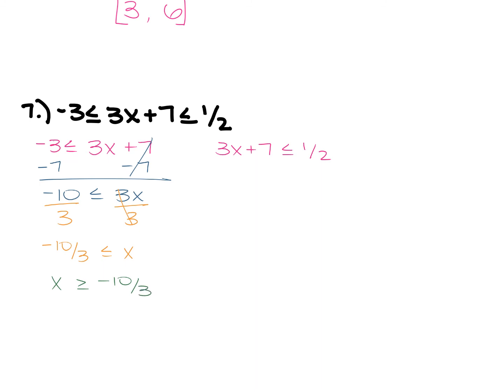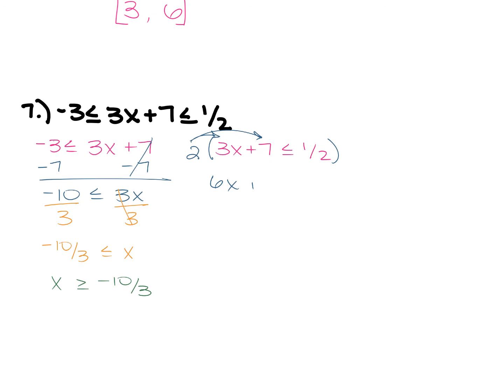For the inequality that I have on my right, I don't like working with a fraction, so I'm going to multiply everything by the least common denominator to get rid of those fractions. So my denominator is 2. I'm going to multiply everything by 2. The 2 times 3x is going to give me 6x. The 2 times the 7 is 21. Keep the less than or equal to. 2 times 1/2 is 1.